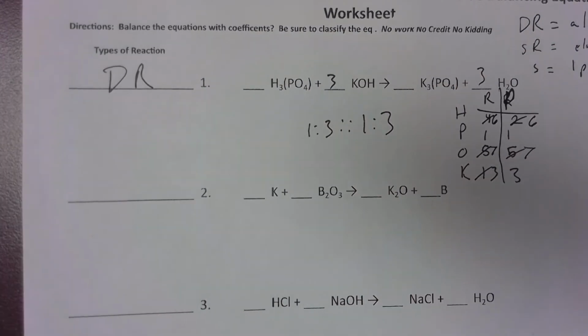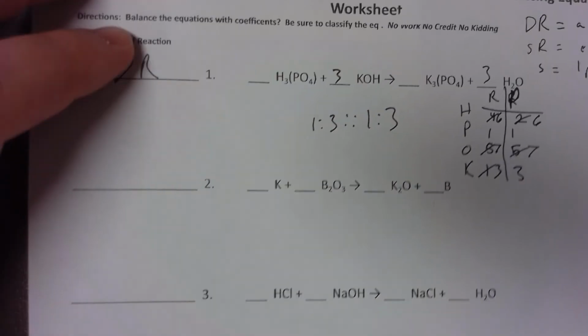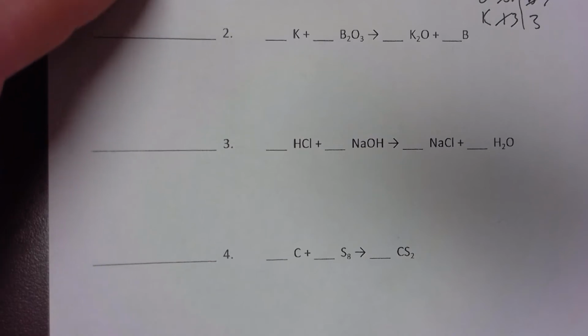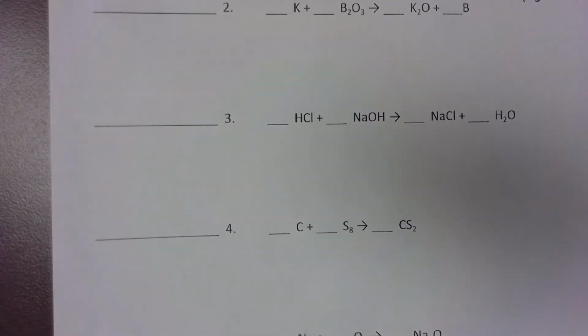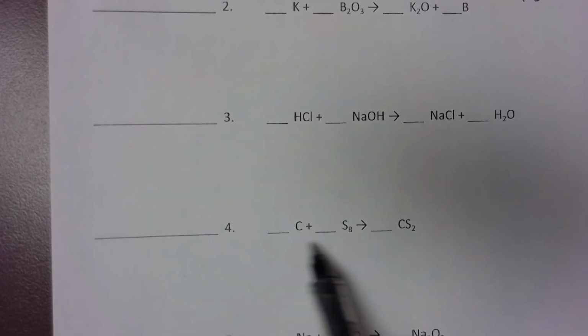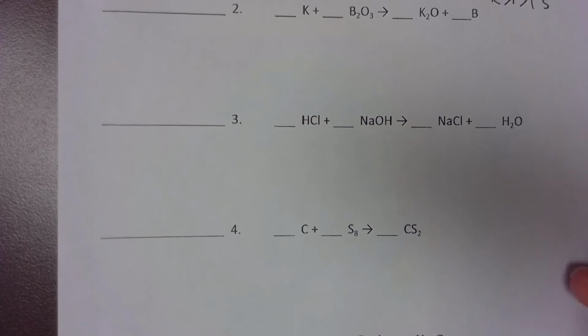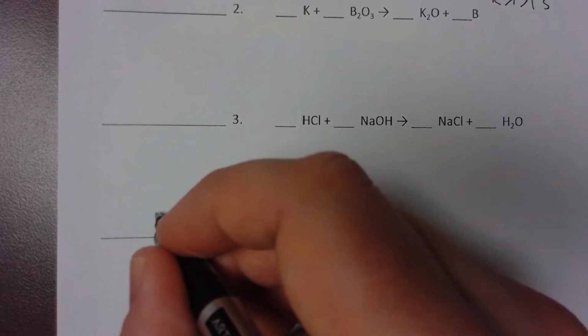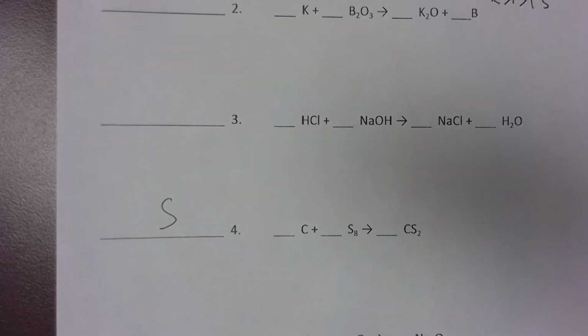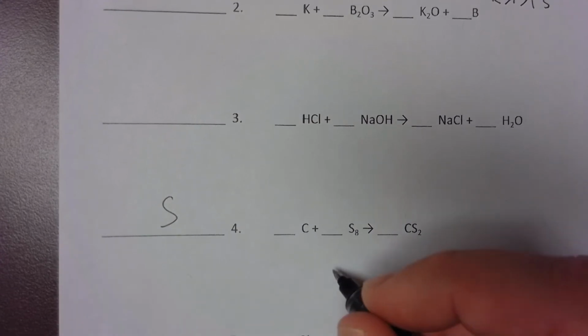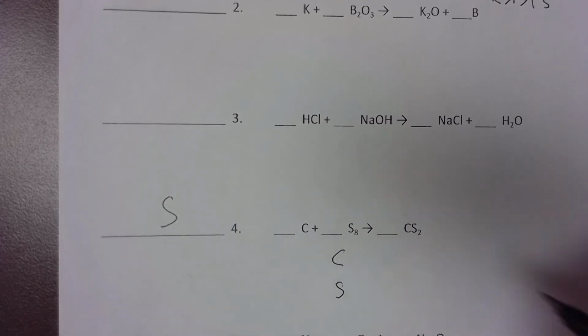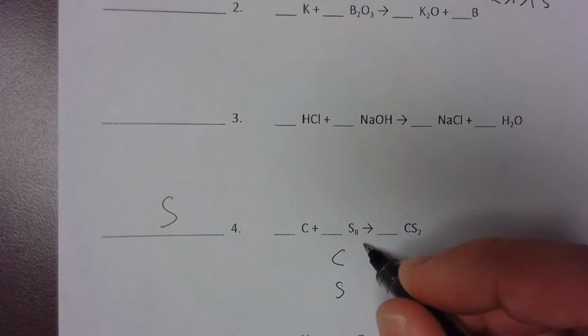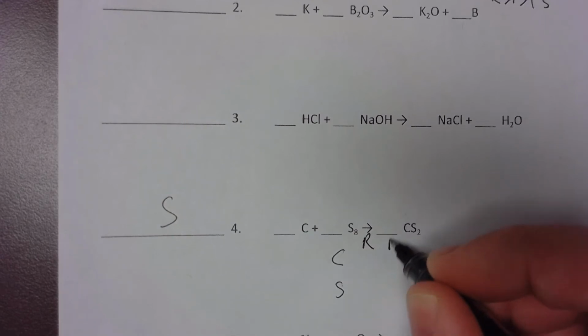You do not have to write it out, but I would suggest doing it. Now, on the next one we're going to change it up a little bit. With number 4, we are looking at 2 reactants and 1 product. Remember, 1 product is our synthesis. So for this one, we have just synthesis. All right. So we look at carbons and sulfurs. So we have our reactants and our products.